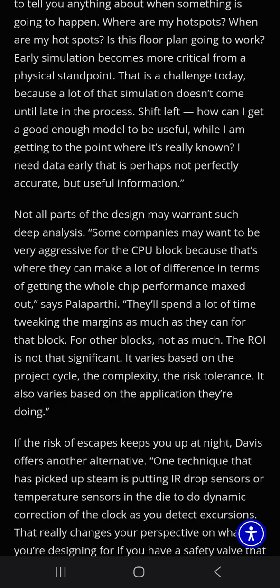They'll spend a lot of time tweaking that margin as much as they can for that block. For other blocks, not as much. The ROI is not significant. The value varies based on the project cycle, the complexity, the risk tolerance. It also varies based on the application they are doing.